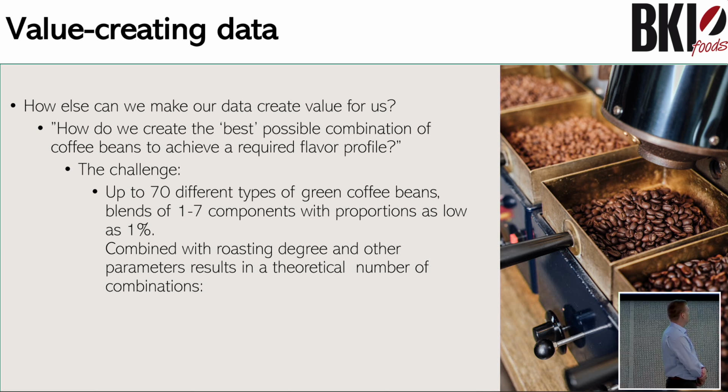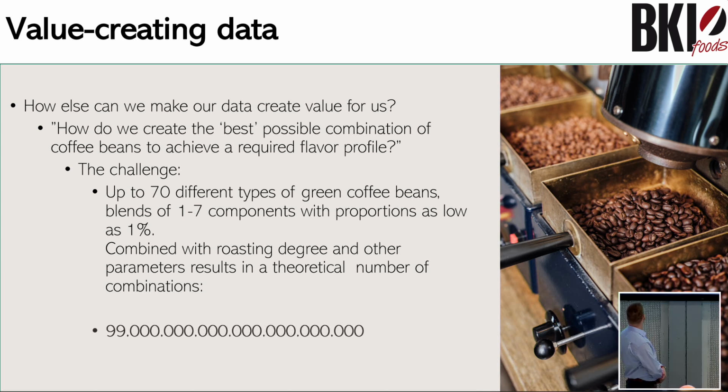And while this may sound like the job for an innovation department or a product manager, if you consider that at BKI we have 70 different defined types of green coffees, we're able to produce coffees with anywhere between 1 and 7 different components with proportions as low as a single percent, and several other factors we're able to fine-tune to affect the flavor of a roasted coffee. We're looking at a theoretical number of combinations like this, 99 sextillion, or 21 zeros if you're counting, so obviously an impossible number of candidates to consider for any human or computer for that matter.